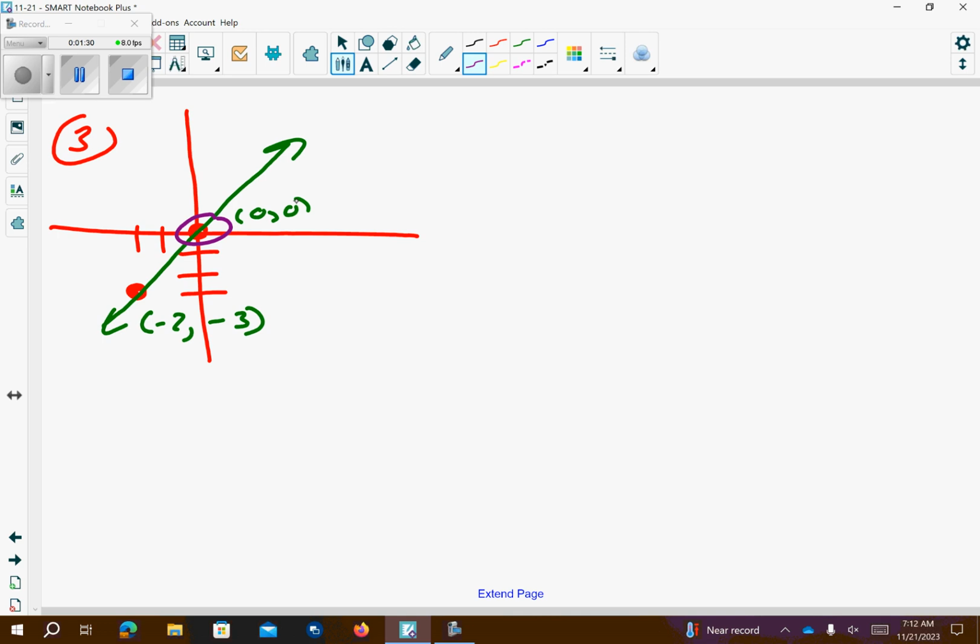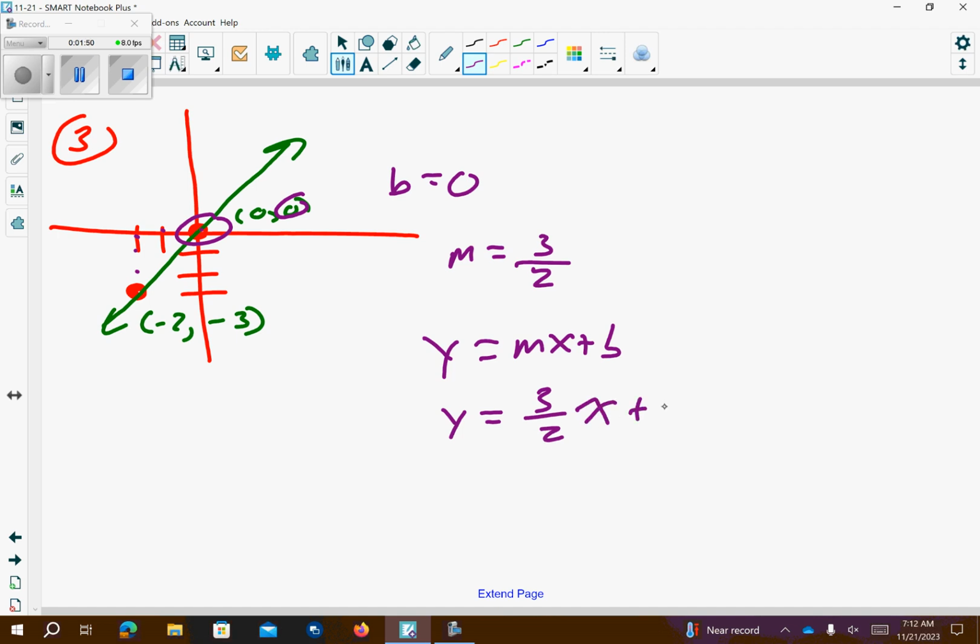This is my y-intercept right here. So my b value is 0. My slope, I'm going to count from this point. I'm going to go up 1, 2, 3. So my slope is up 3 and right 1, 2. So go ahead and plug into y equals mx plus b. So y equals 3/2. Don't forget the x plus 0.